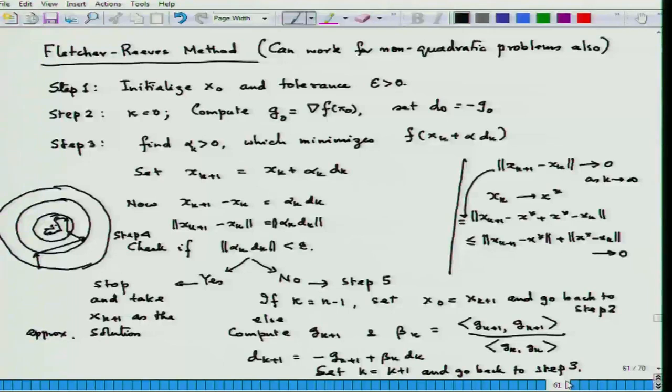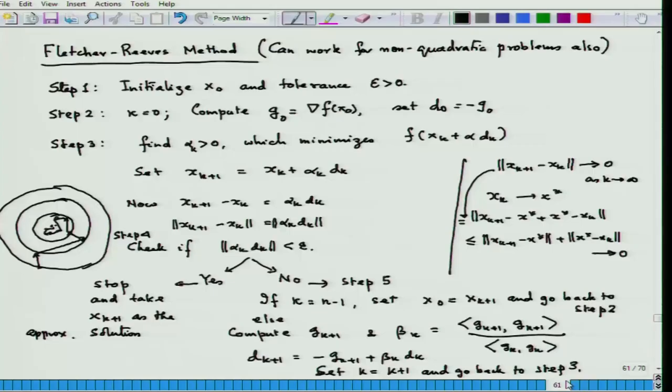If k is equal to n minus 1, k goes from 0 to n minus 1, so I have taken n steps: 0th iteration, first iteration, second iteration, up to k equal to n minus 1. In the next iteration, I am supposed to get the solution. But if I do not get the solution, then I really have to restart the procedure. Because we are handling non-quadratic problems, we do not know anything about the function's nature, and we are not sure whether at the nth step we will get a solution. So a little extra caution is kept here by putting k equal to n minus 1 and then restarting the whole procedure from x naught equal to x k plus 1.